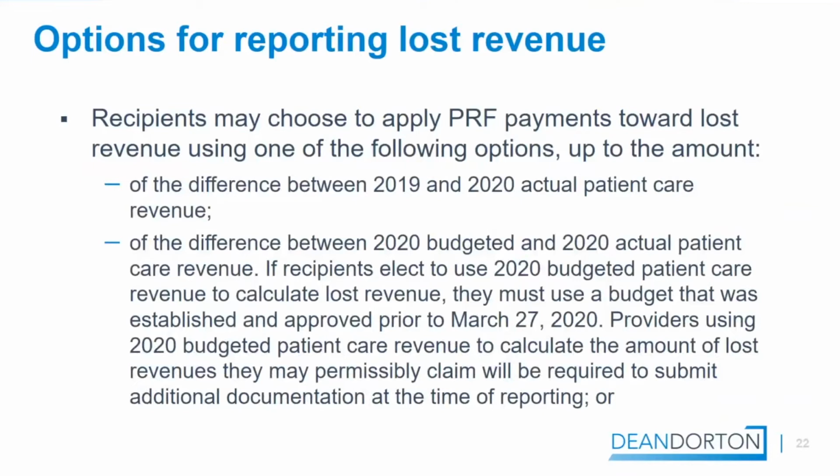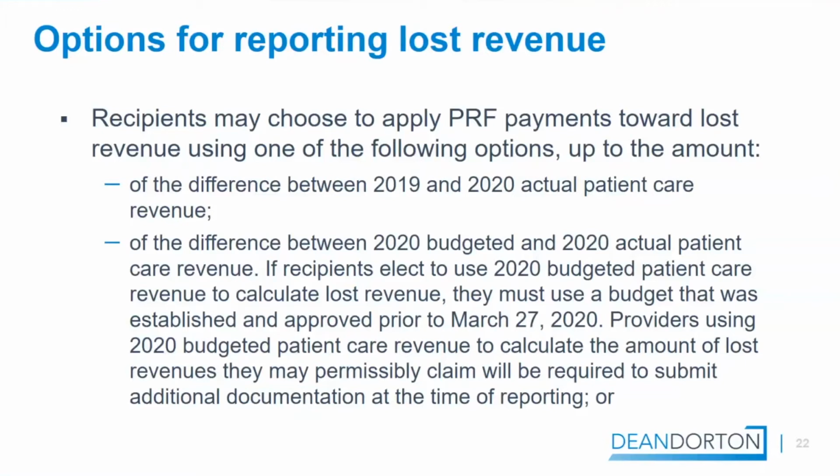And so with the release, these next few slides are quite wordy because words matter right now with some of these things, and I didn't want to remove any words and try to summarize it using my own words. These are copied and pasted right out of the reporting notice. You've got three options for reporting lost revenue. The first is the difference between calendar year 2019 and calendar year 2020 actual patient care revenue. This is net patient service revenue, net of all of your contractual allowances and bad debts, compared for both years.